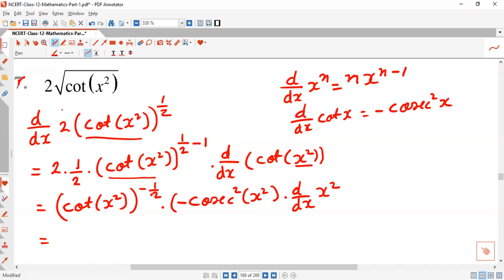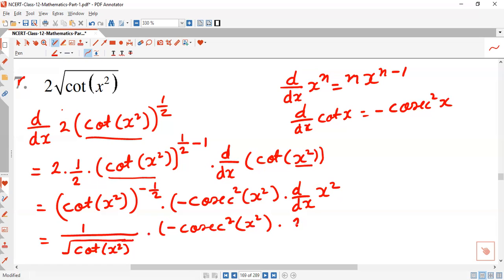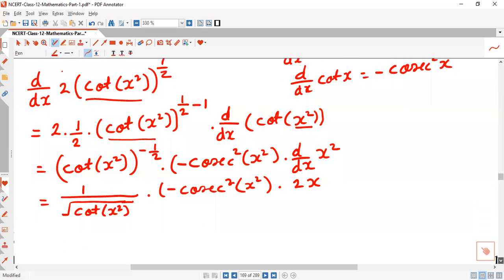This term goes into the denominator, or you can write it better: 1 upon minus half under root cot x squared, into this minus sign, no doubt, minus cosec square x squared, and dy/dx of x squared comes out as 2x.